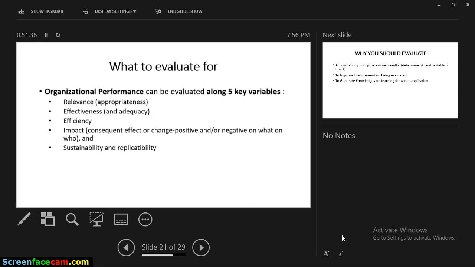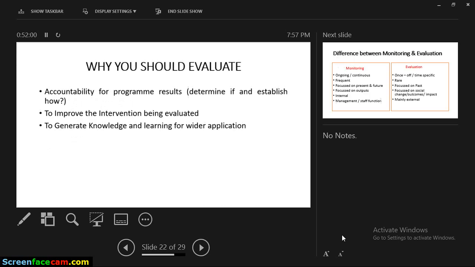What to evaluate? Evaluation basically looks at the relevance and effectiveness of the program, how efficient it is in terms of resource usage. Then it looks at the impact. Then it looks at sustainability. So we'll go into details beyond these things that we are talking about.